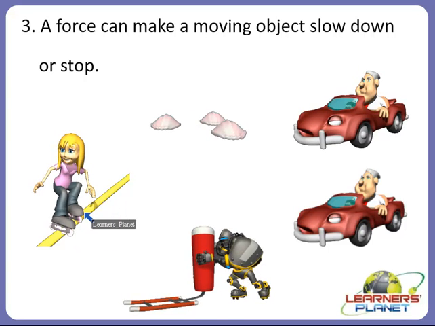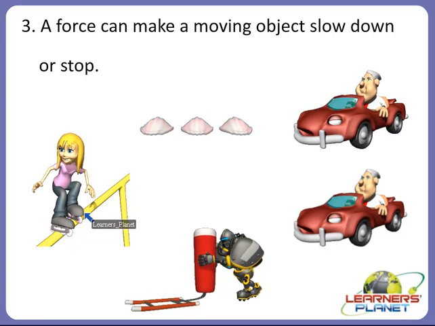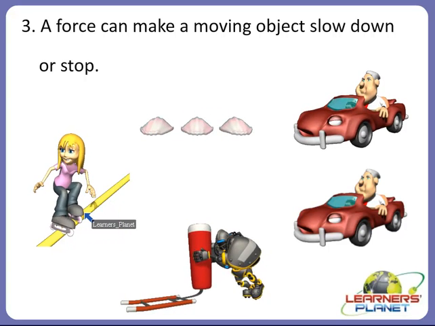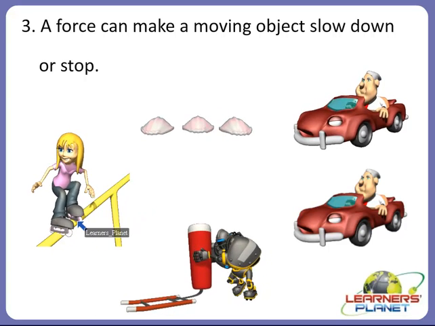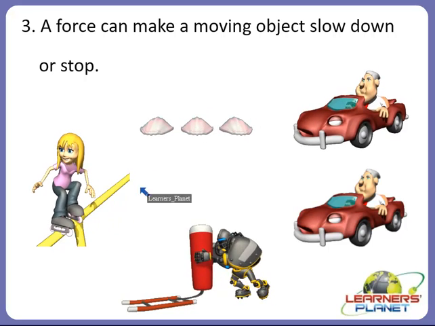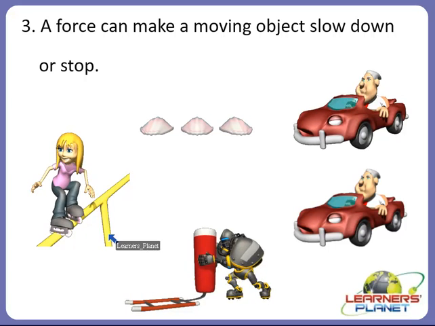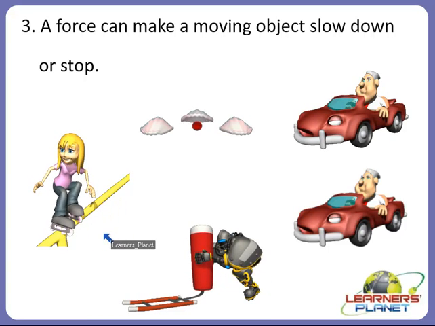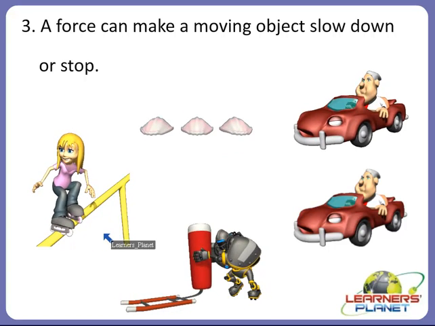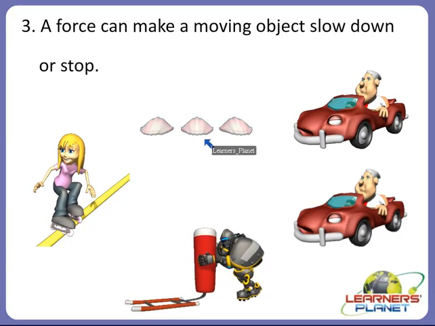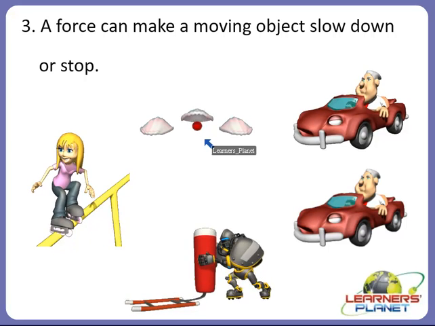Like a girl is skating over here, right? But after some time, when she moves down this slanting rod, she will stop herself from rolling the skates. Here you can see that there are some shells, right?